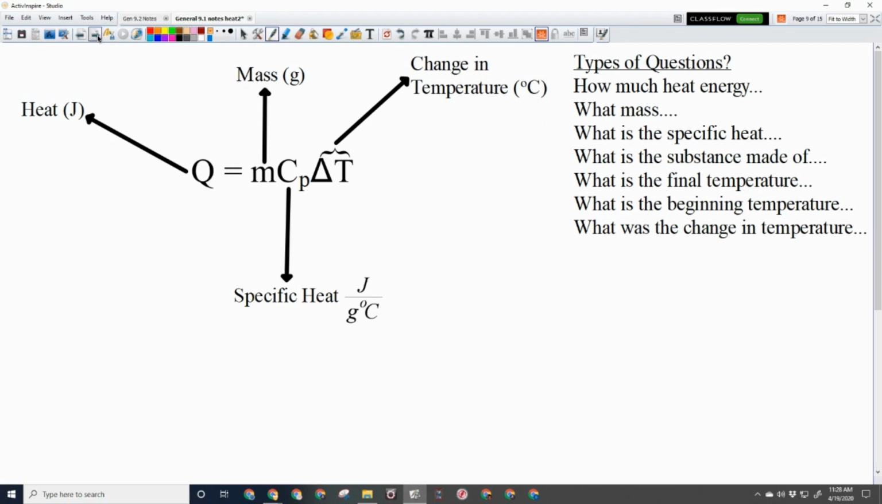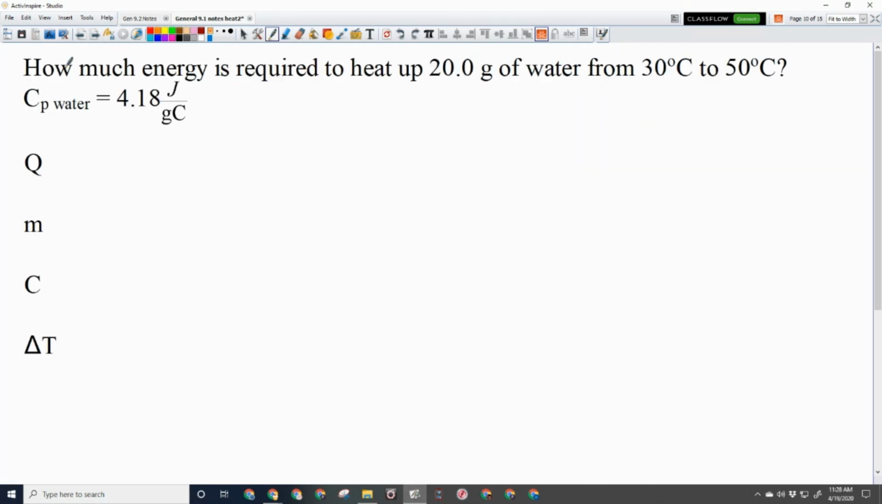So let's look at some of those examples. All right, so pause the video and write this down in your notes, and then we'll work it out together. All right, how much energy is required to heat up 20 grams of water from 30 degrees to 50 degrees? And the C sub P, specific heat of water, is 4.18 joules per grams degrees Celsius. Okay, how much energy? That's what we're looking for.